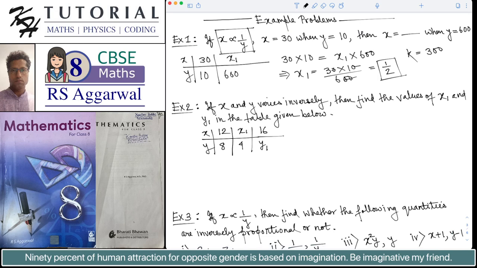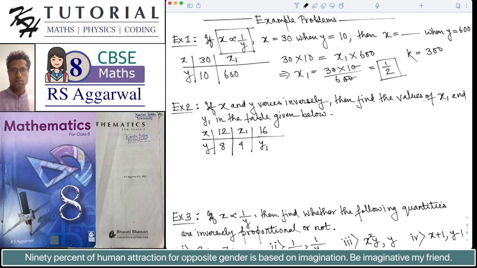A table is given and there are two unknown values, x1 and y1. So x1 is a corresponding value of x and y1 is a corresponding value of y. It is given that x and y vary inversely, so find the values of x1 and y1 in the table given below. We will apply the same concept, that the product of the corresponding values should be equal for all the corresponding values.